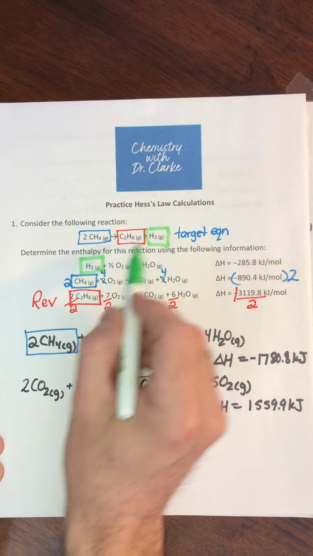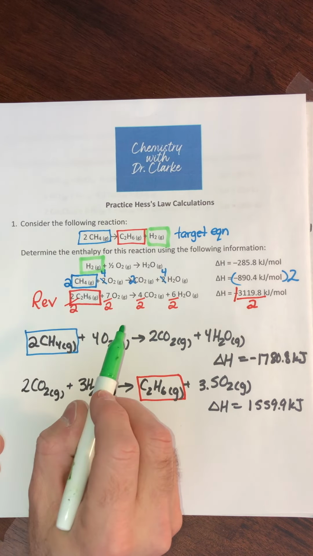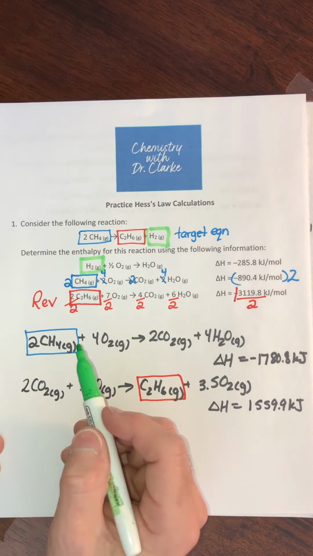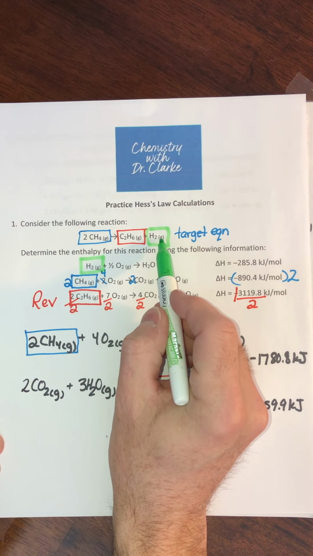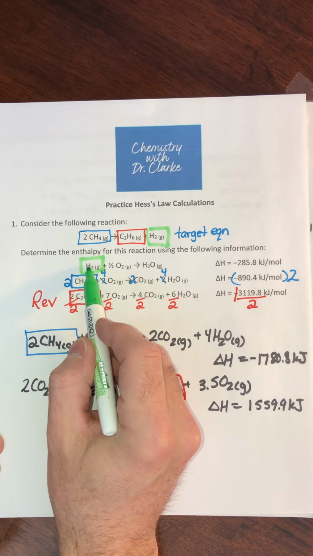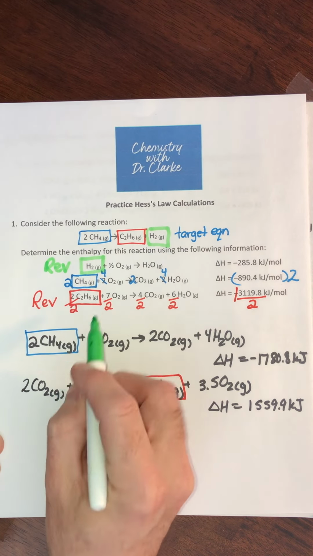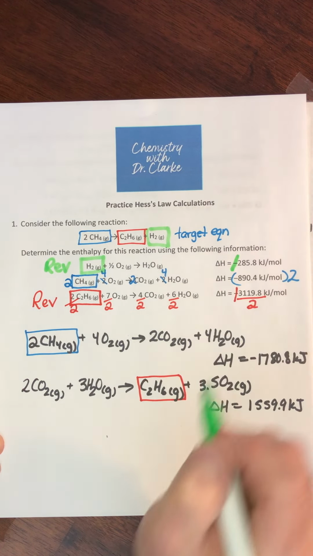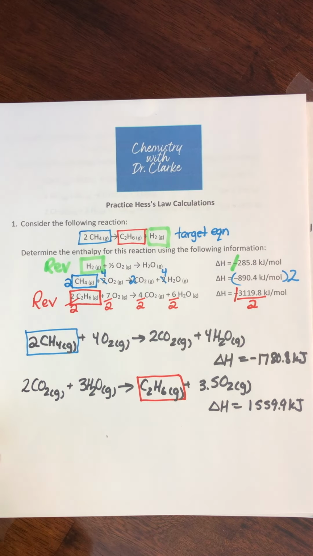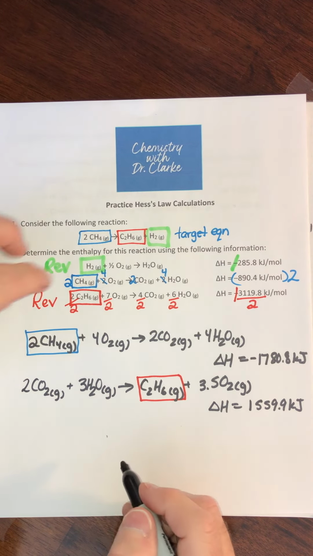I need one of them, and I have one. So that's perfect. But I can see that the location is an issue, right? It should be a product, but I have it as a reactant. So what I'm going to do is reverse this reaction, which means I'm going to change the sign. So again, let's write out what we got.